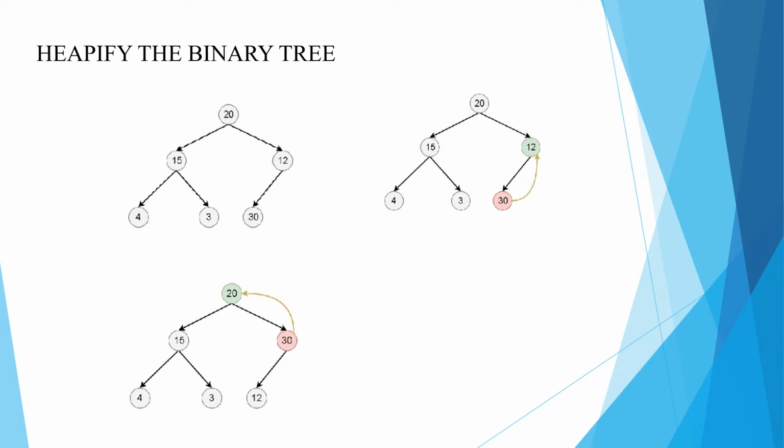After interchanging, we have to compare 30 with its parent value, that is 20. Here also there is a violation of the max heap property. Hence we have to interchange 30 and 20. So after heapifying, the binary tree will be converted to a max heap.